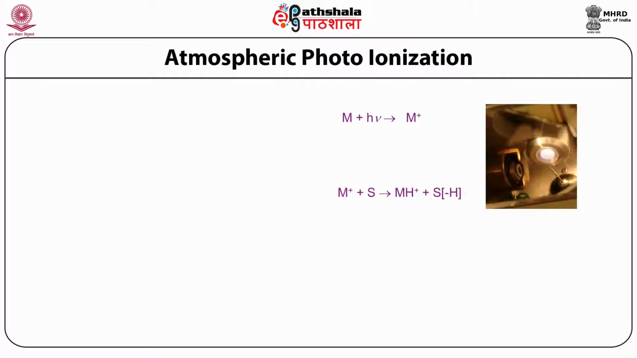Atmospheric pressure photoionization. Like atmospheric pressure chemical ionization, we have another ionization method which is called atmospheric pressure photoionization. Here the corona needle, which transfers the charge, is replaced with ultraviolet light, and this ultraviolet light is causing the ionization of compounds here.